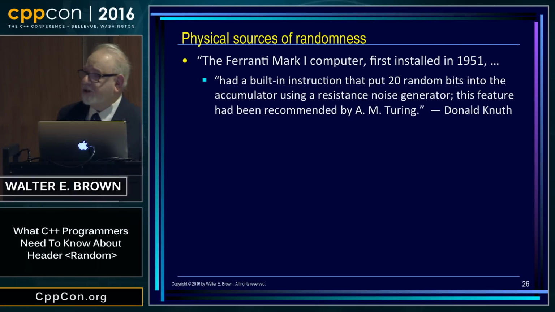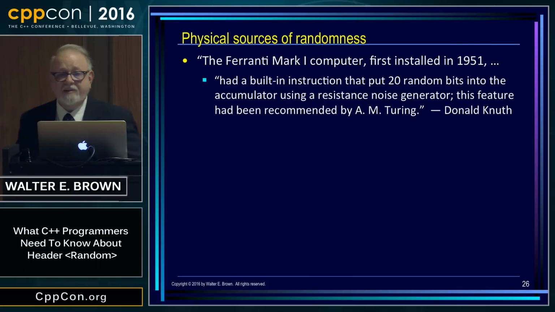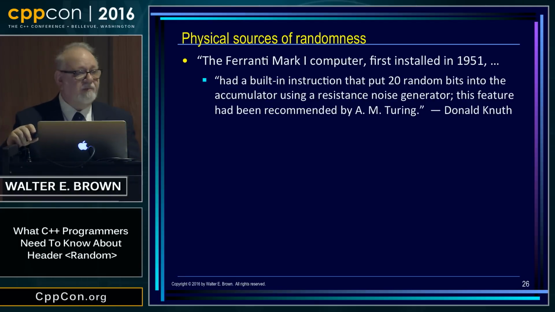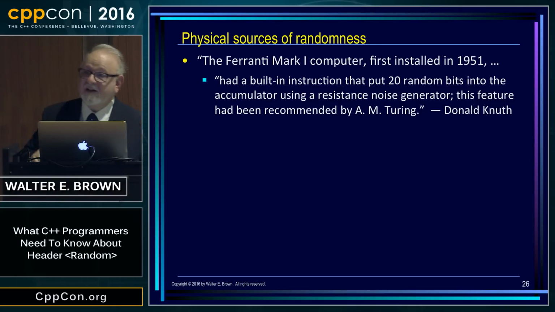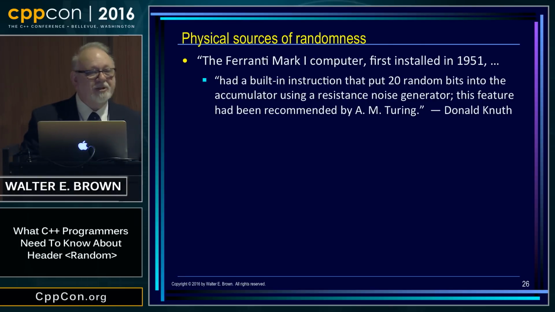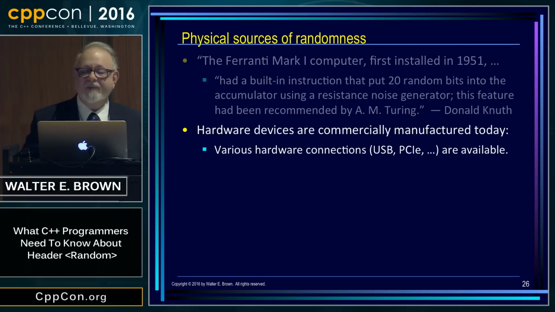It is interesting as a historical note that way back in 1951, according to Don Knuth, there was a machine called the Ferranti Mark I that had a built-in instruction that gave you 20 random bits into its accumulator using a circuit called a resistance noise generator, and that feature had been requested by Alan Turing himself. I just thought that was an interesting historical note.